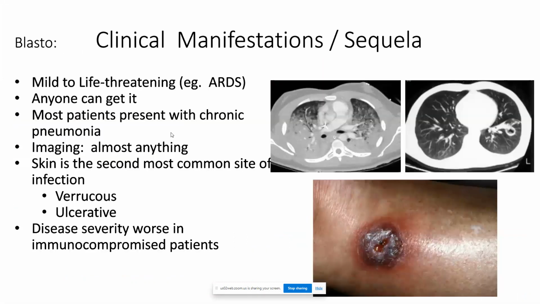The clinical manifestations can be anything, and they can happen to anyone. You get a mild to life-threatening disease. Anybody can get it. Usually people present with what looks like a chronic pneumonia.